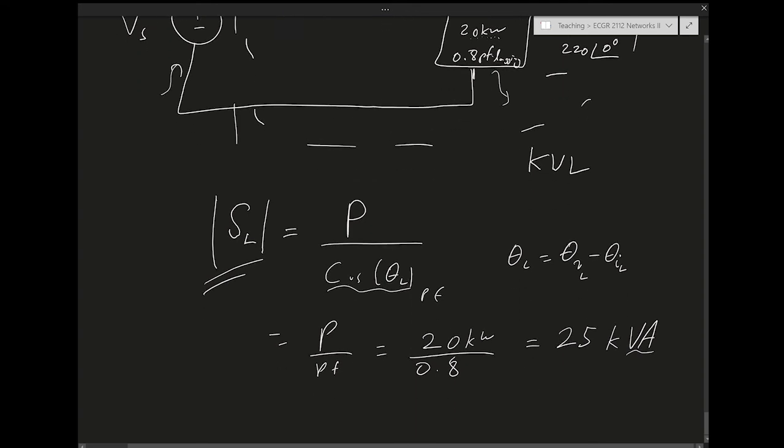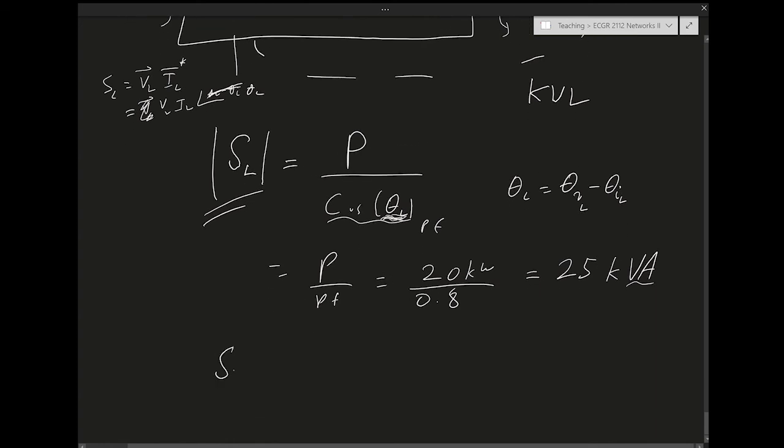Okay, but I want to get the complex power at the load. So how do I get the complex power? Well, this is the magnitude of the complex power. What's the angle? The angle is just the power factor angle, right? Remember, complex power equals VL times IL conjugate. So this is VL IL at angle theta V minus theta I, which is theta L, right? So the power factor angle is actually the angle of the complex power.